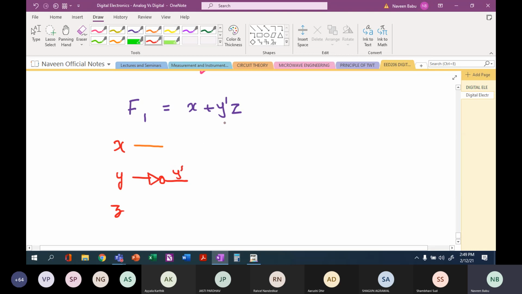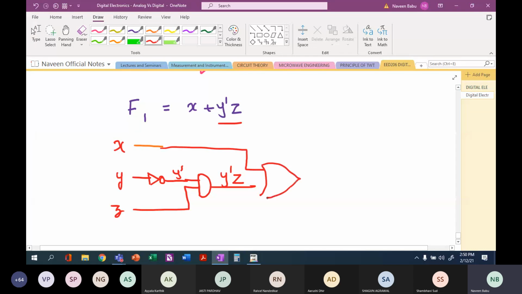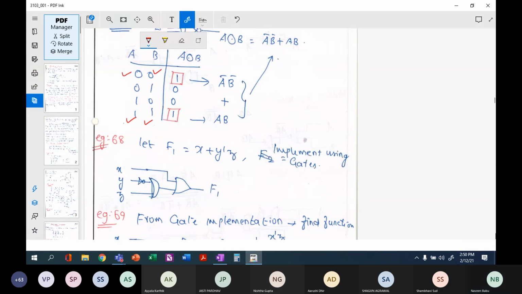And then what takes precedence? Y bar z will take precedence. So the AND operation of this is nothing but y bar z. Then the OR operation will take precedence. So the OR operation of this gives x plus y bar z, and this is your function f1. Okay. So this is how we implement the function using gates.